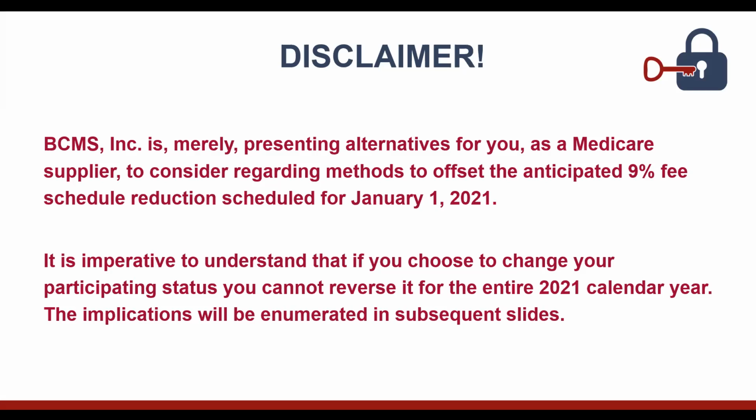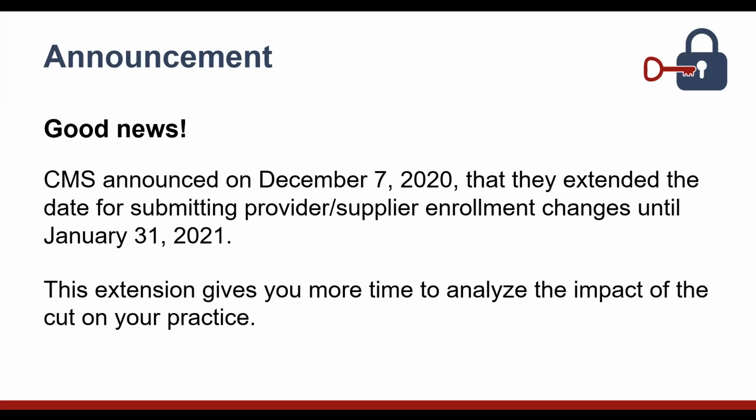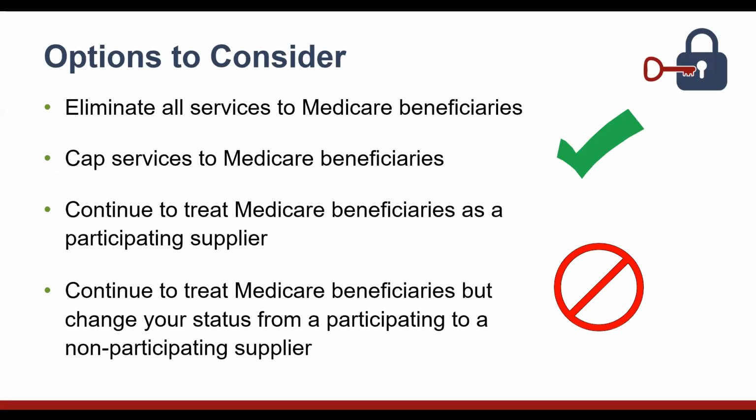You only have one chance once a year to do that. Typically that happens during the annual provider enrollment and change period, which is November 15th to December 31st of every year. This year, Medicare, thank you, Lord, has said, we're going to give you an extra month. So that gives you a little more time to contemplate what you want to do and also to see if things change favorably. So what are your options?